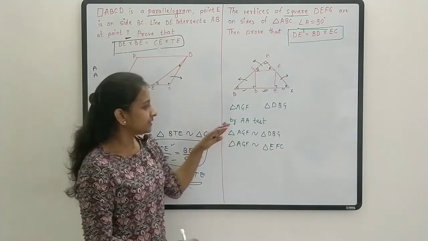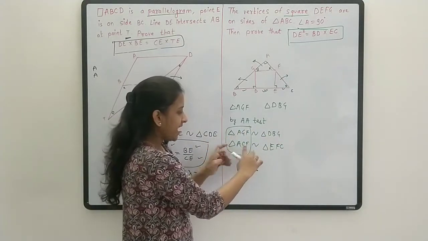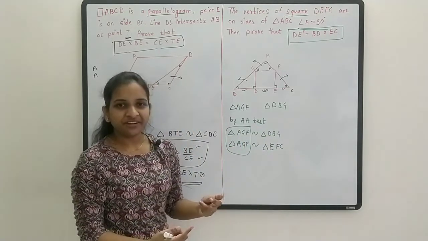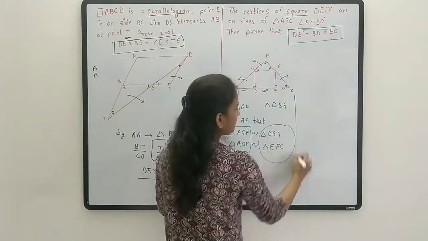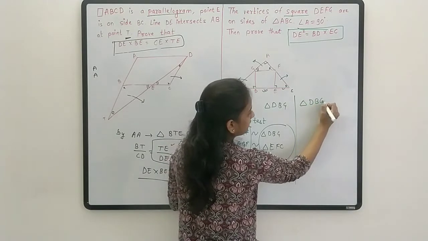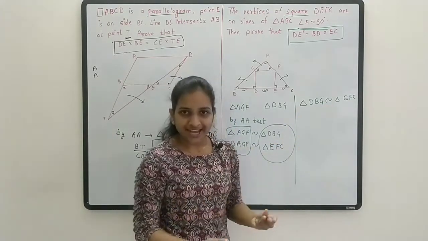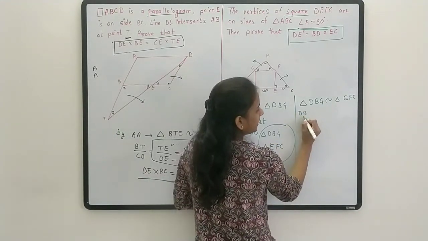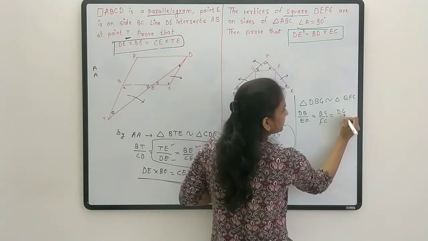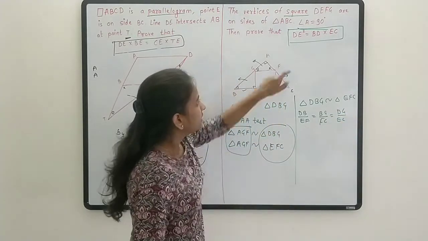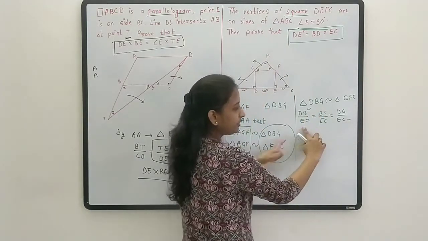Fine. Now we got these. So from this we can say the first triangle is similar to the second and the first triangle is similar to the third. By transitivity property we can say these two triangles are similar triangles. Got it? So triangle DBG is similar to triangle EFC. Means what? These two triangles are similar, so sides are in proportion, right? So DB by EF is equal to BG by FC is equal to DG by EC. Now here we are interested in BD and EC. So we need to take these two ratios.